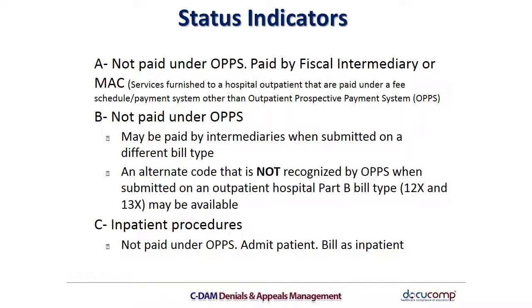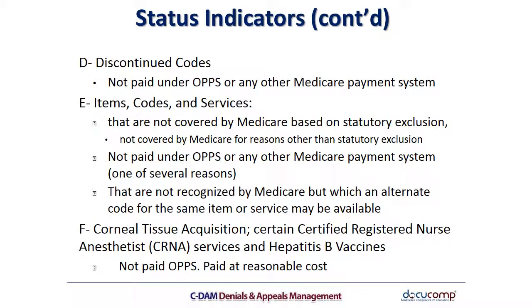If a CPT or HCPCS code has a status indicator of B, it means it's not paid under the Outpatient Prospective Payment System. That may mean that there may be an alternate code, or it may be paid by intermediaries when submitted on a different bill type. If a CPT or HCPCS code has a status indicator of D, it means that that particular code is discontinued, and it will not be paid under any OPPS or any other Medicare payment system.